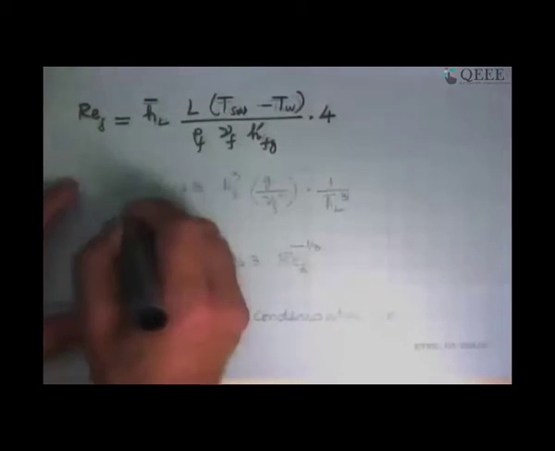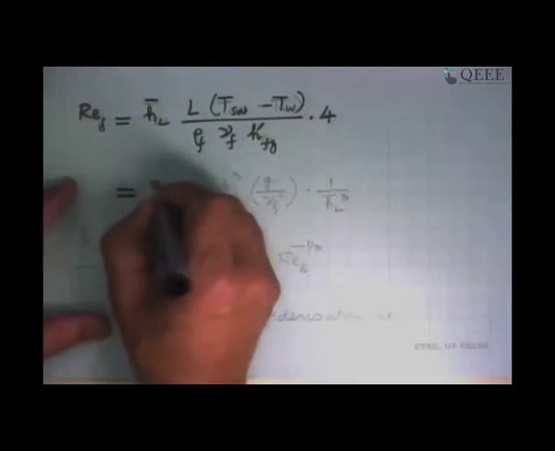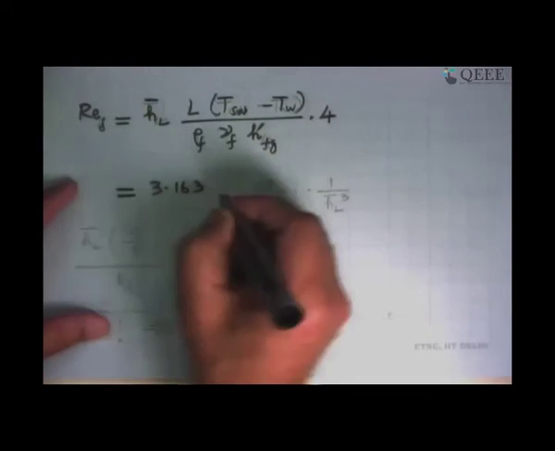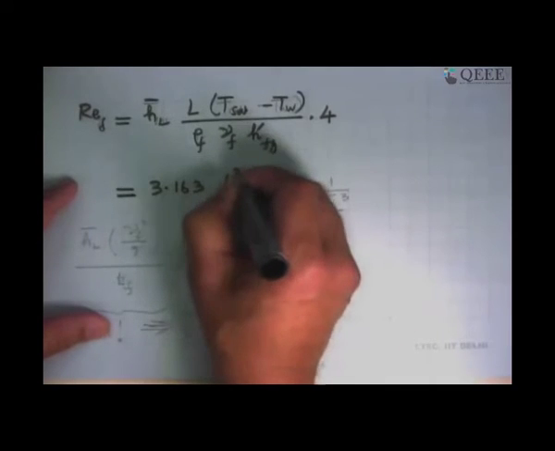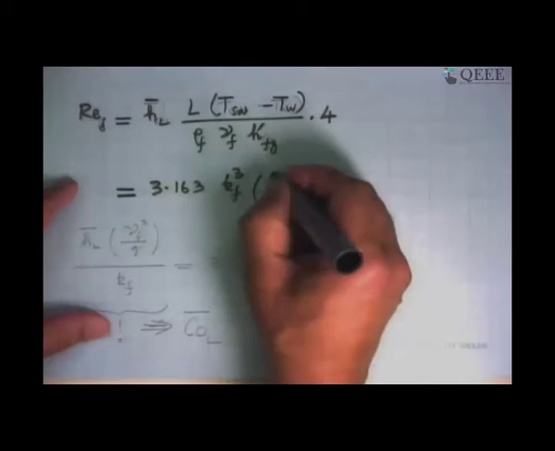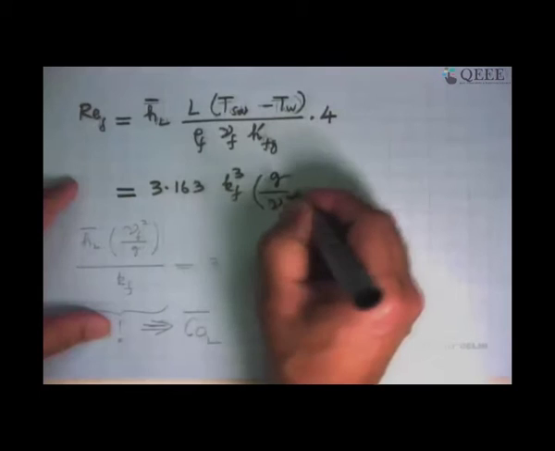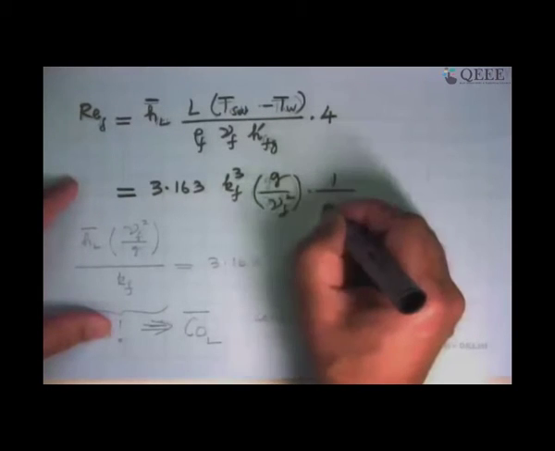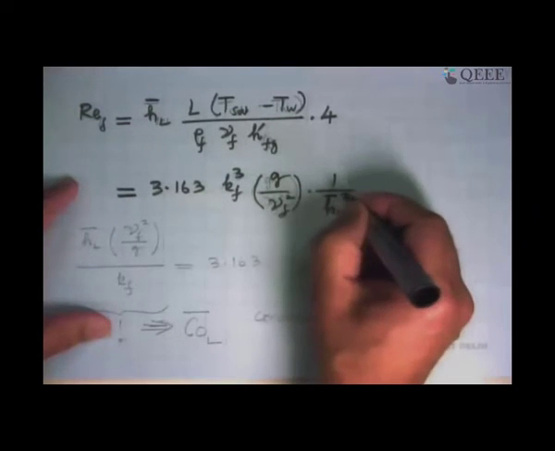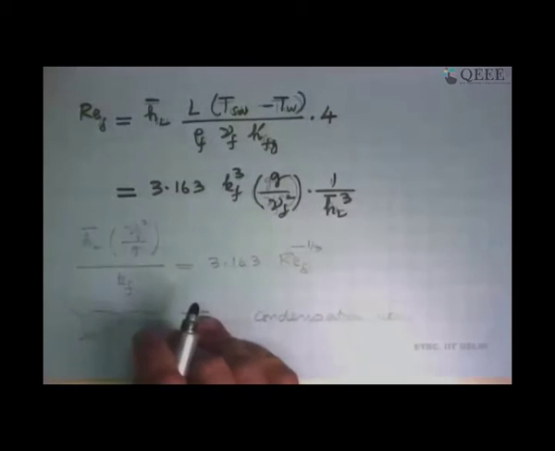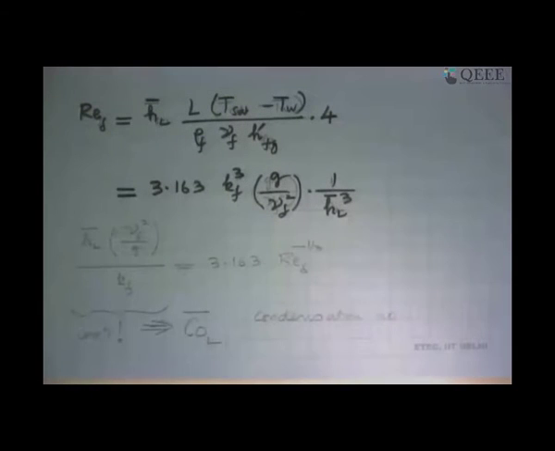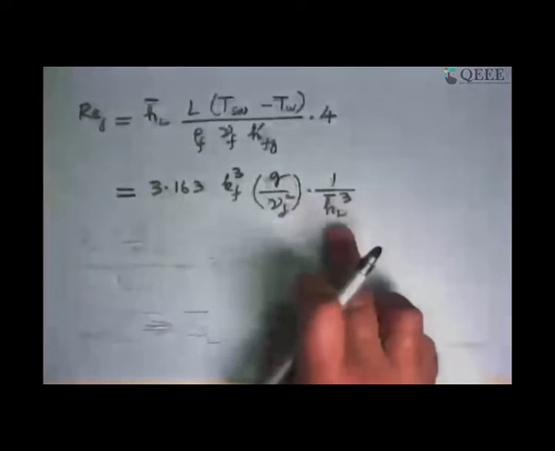And if we simplify this, this comes out to be 3.163 k_f g upon mu_f squared into 1 upon h_L bar cubed. So we are just substituting different things. We eliminated the temperature difference by writing it in terms of h_L. That's how this 3.163 has come.